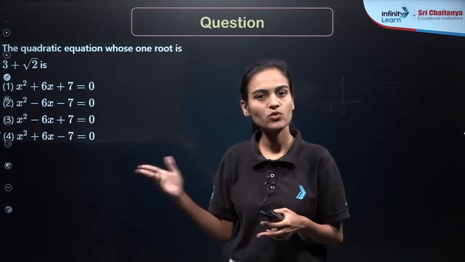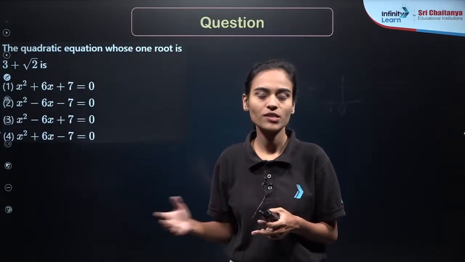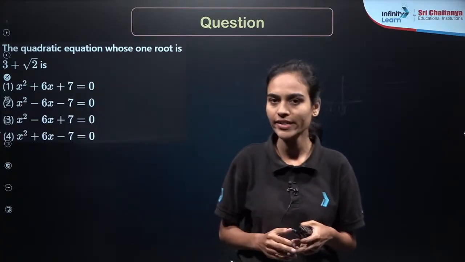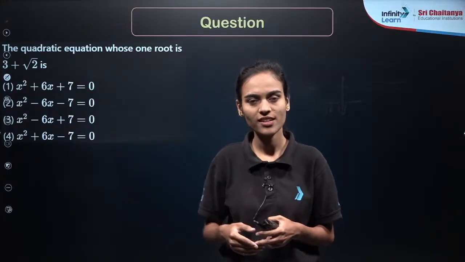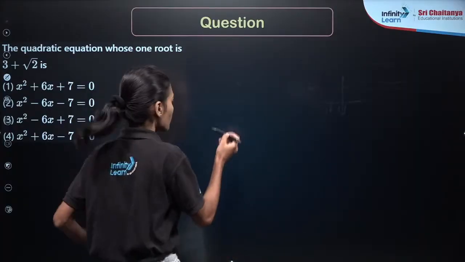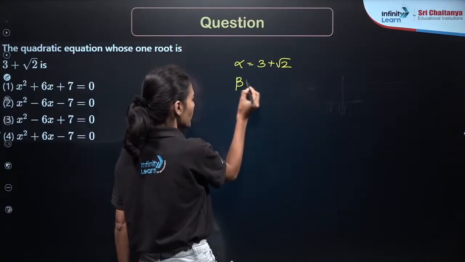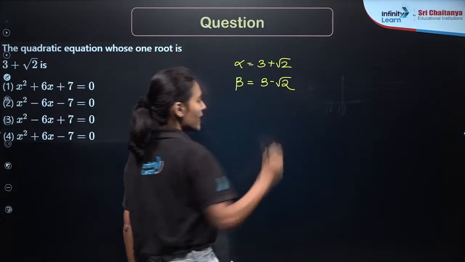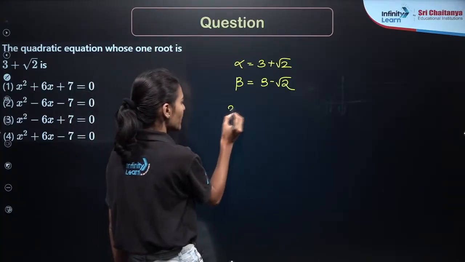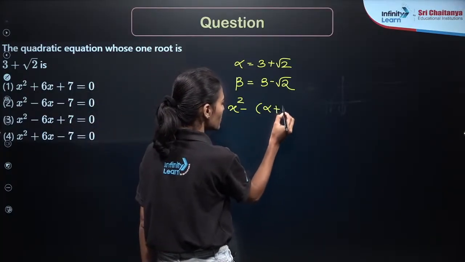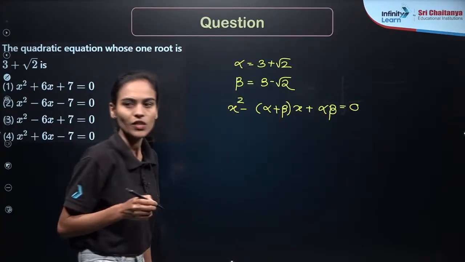If you have 5 plus root 2 as one root for the quadratic equation, 5 minus root 2 will be the second root. Root 2 plus root 3 is one root, then root 2 minus root 3 will be the second root. Now once you know both roots, you can form your equation. Let alpha be 3 plus root 2 and beta be 3 minus root 2. If alpha and beta are the roots of a quadratic equation, then the equation is x square minus sum of the roots into x plus product of the roots equal to 0.